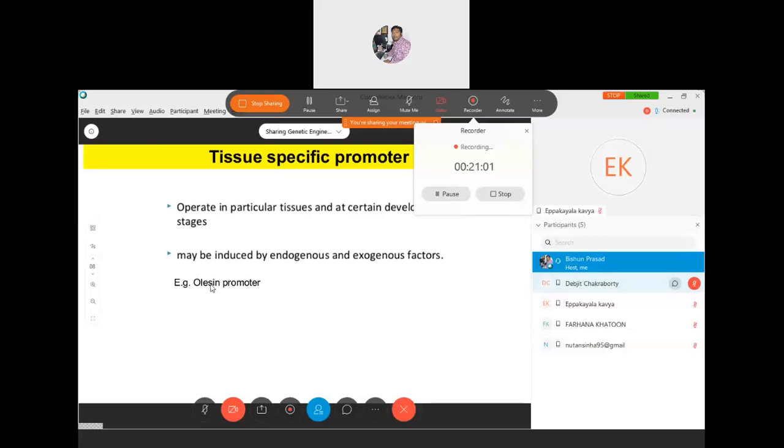Say for example oleosin, that is a seed specific promoter. So if you clone your gene of interest under the oleosin promoter, then your gene will only be expressed when there is a formation of seed. At all other time points, it will not be expressed. So this is advisable. Suppose you want to work in the leaf tissue. Then you choose a promoter which is only expressed in the leaf, or only in the green tissues, so that you can save energy and manipulate your gene in a particular tissue.